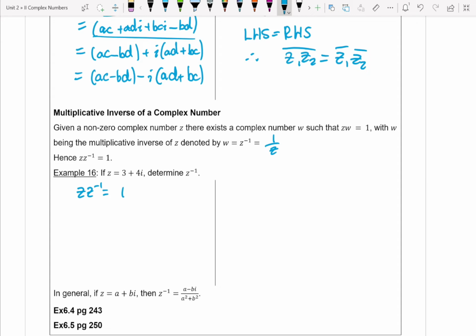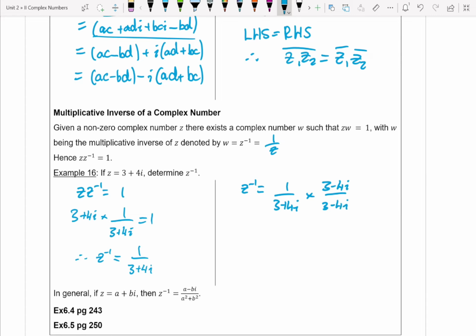Therefore, we're going to get 3 plus 4i times 1 over 3 plus 4i is equal to 1. So therefore, z inverse is 1 over 3 plus 4i. However, this is not in the form a plus bi, so we have to convert it. So z inverse is equal to 1 over 3 plus 4i times 1 in the form of its conjugate over itself. I say 1 in the form of because I want to recognize that we're not changing the value of this fraction. We're not multiplying it by a scalar, we're multiplying it by 1. We're just changing what it looks like.